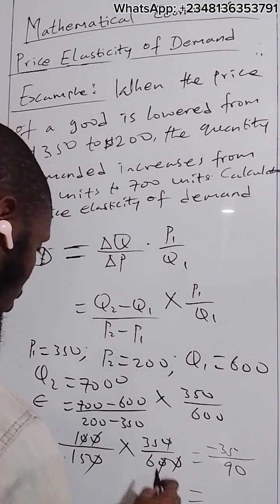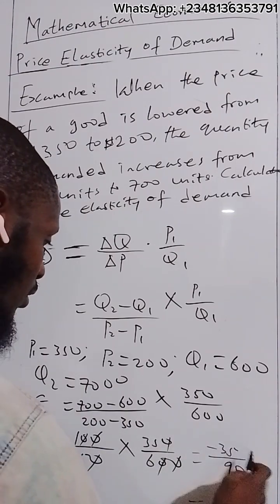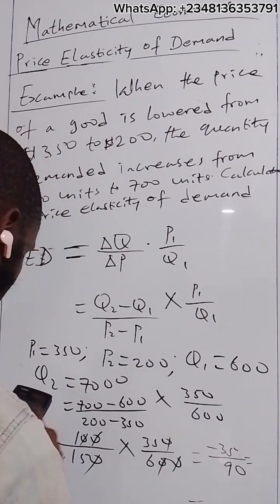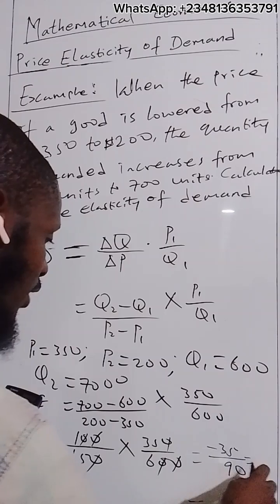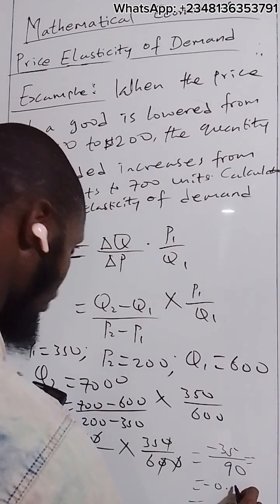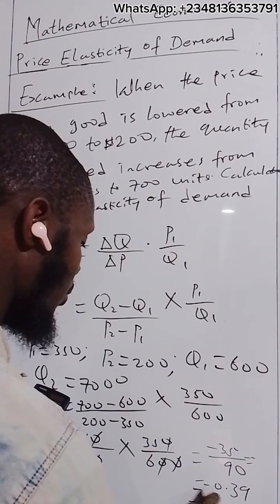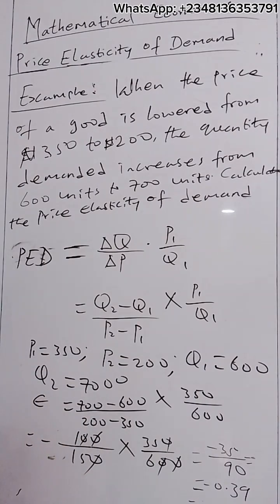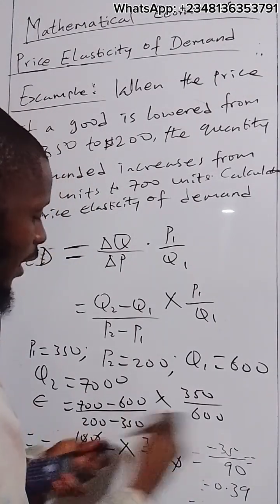Then I divide that. That gives me 35 over 90, which is minus 0.39. Mind you, price elasticity of demand for a normal good is expected to be negative. That negative sign implies that a demand curve has a negative slope.